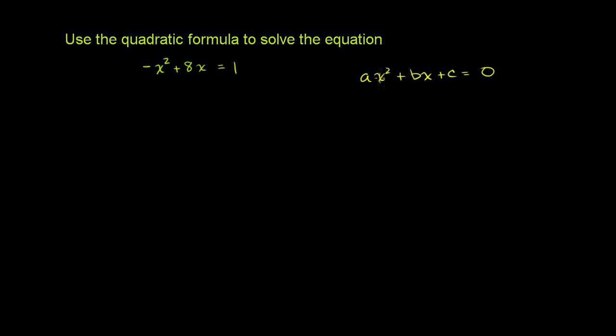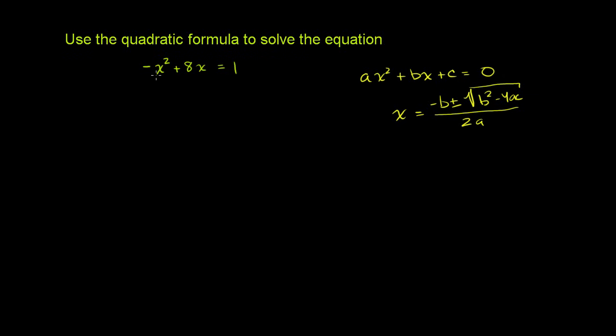And then if we know our a's, b's, and c's, we'll say that the solutions to this equation are x is equal to negative b plus or minus the square root of b squared minus 4ac, all of that over 2a.